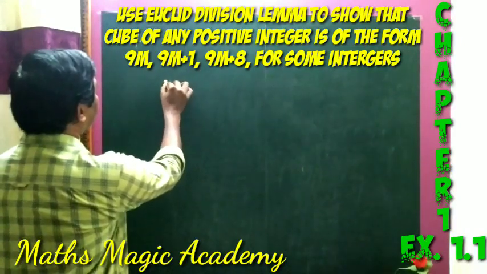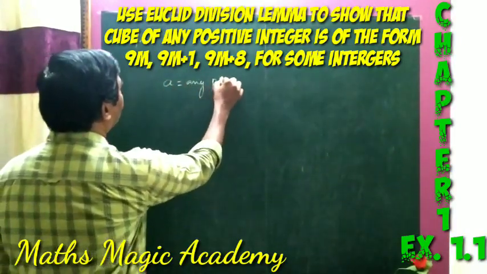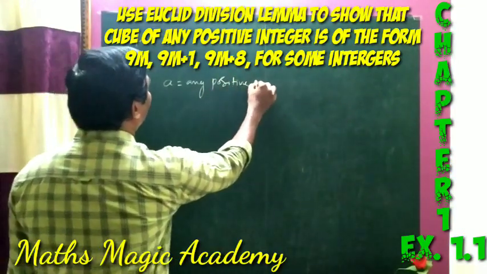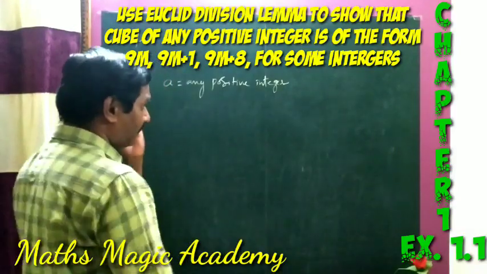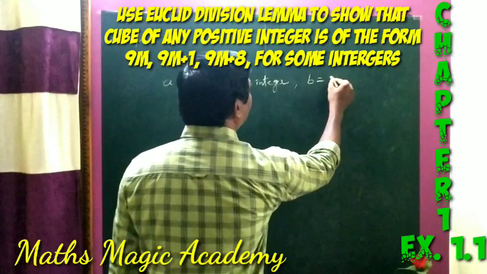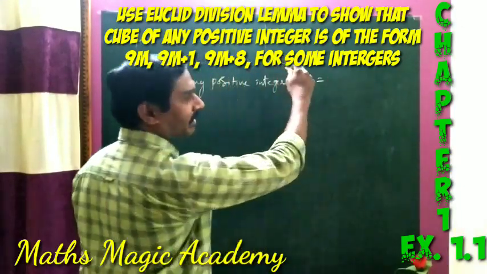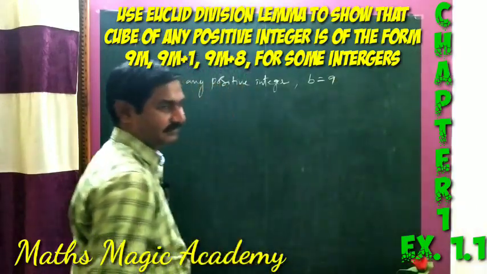We have a equals any positive integer, and the values given are 9m, 9m plus 1, 9m plus 8. So the b value is 9.